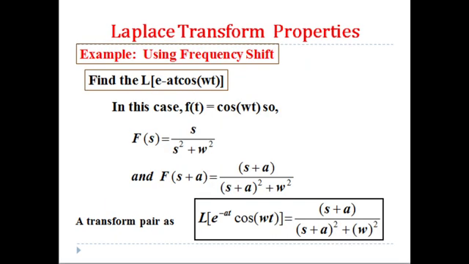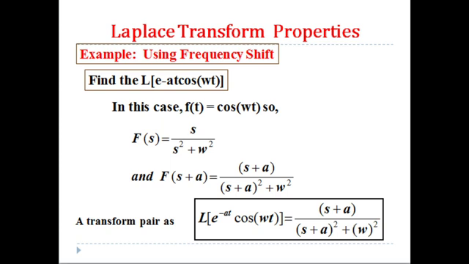So we'll see the example of frequency shift property. We will find the Laplace of e raised to minus at cos omega t. Since here f of t is equal to cos omega t and the Laplace of cos omega t is F of s equal to s by s square plus omega square, and by using the frequency shift property we can write F of s plus a is equal to s plus a by (s plus a) square plus omega square.